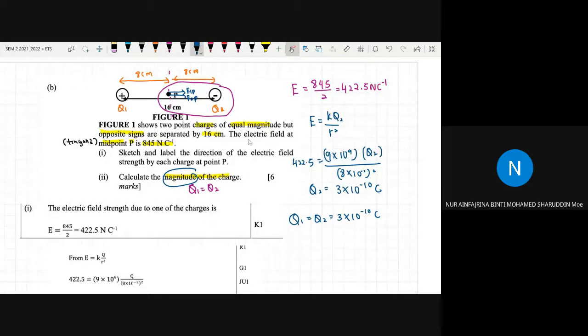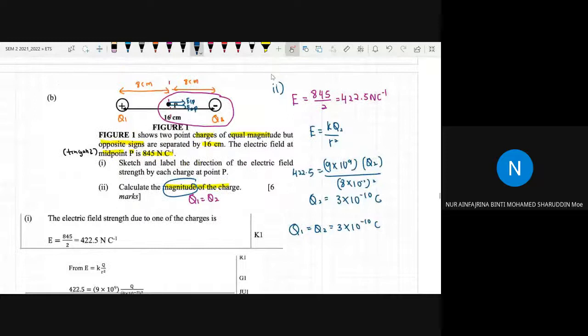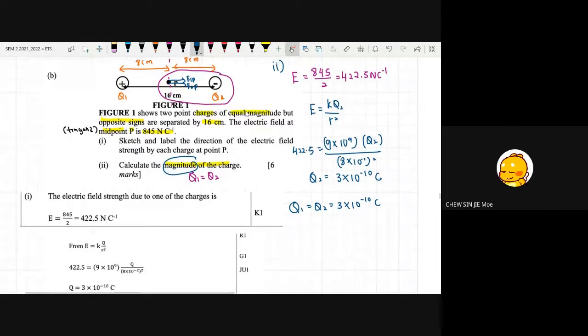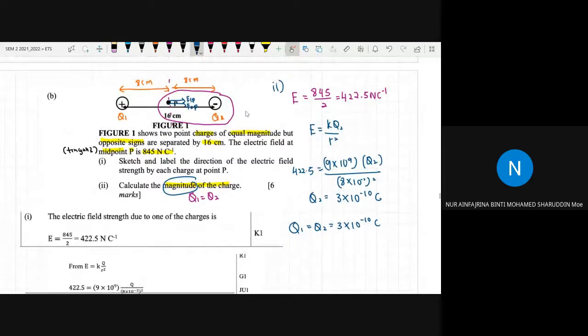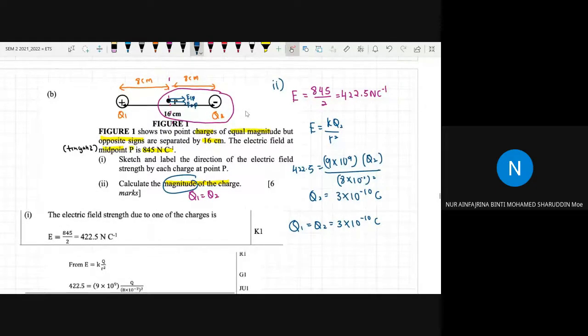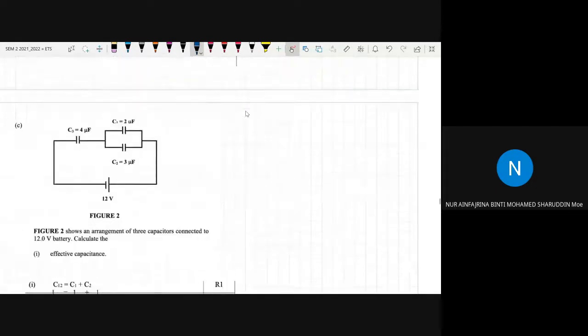Okay, boleh faham tak macam mana Miss buat? Or do you have any question? Okay ke? Okay kan? Hello? Okay, Miss. Okay, baiklah. So, may I proceed? Miss akan proceed ya. So, I'll proceed to the next one.